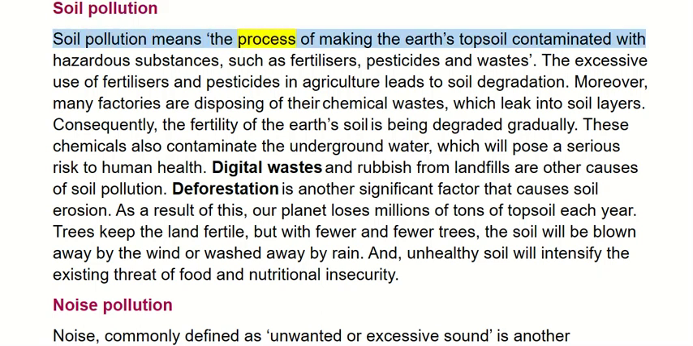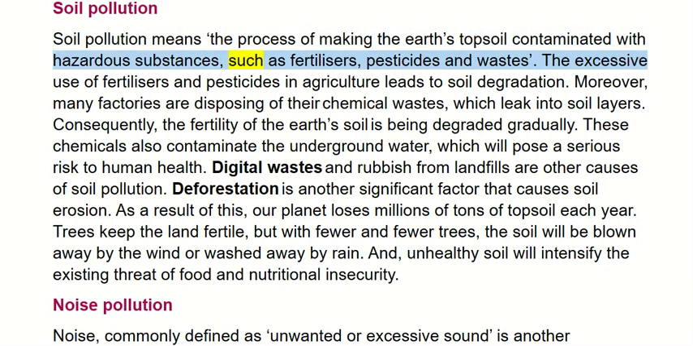Soil pollution means the process of making the Earth's topsoil contaminated with hazardous substances, such as fertilizers, pesticides, and wastes. The excessive use of fertilizers and pesticides in agriculture leads to soil degradation. Moreover, many factories are disposing of their chemical wastes, which leak into soil layers. Consequently, the fertility of the Earth's soil is being degraded gradually. These chemicals also contaminate the underground water, which will pose a serious risk to human health.